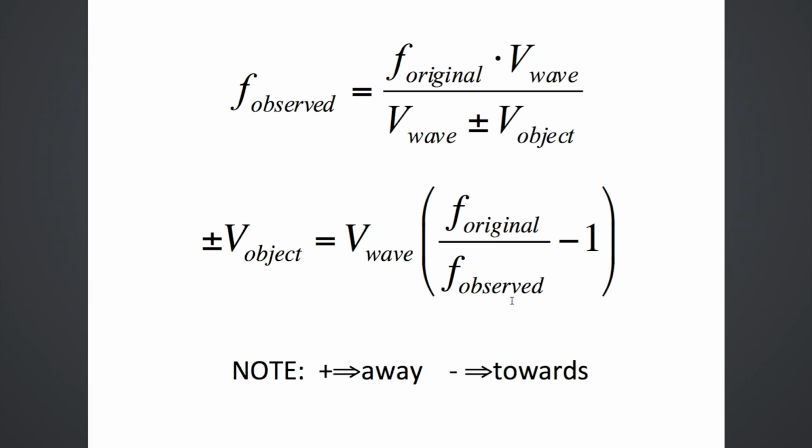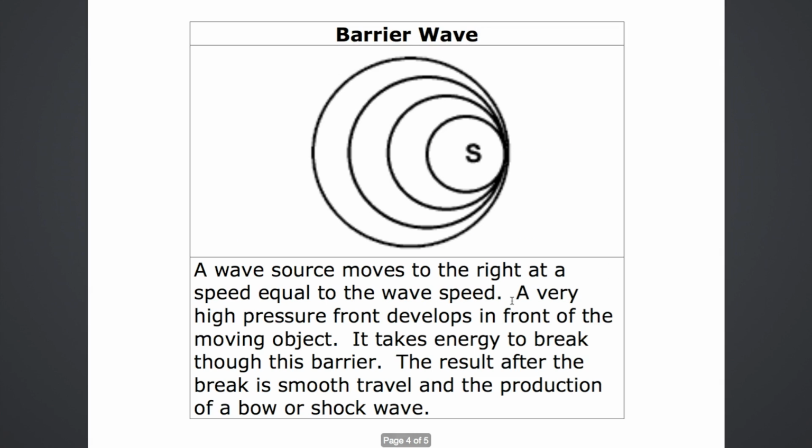Well, what's another case, maybe? If you go at the velocity of the wave, so in our case, let's say we can go at the speed of sound with a jet or something very, very fast, the wave source moves to the right at speed equal to the wave speed. And what happens is that here, all these layered pressure fronts develop, and so it's quite a task. It takes a bit of energy. You need a little boost to get through this barrier. That would be like breaking the sound barrier, for instance. And once you do, it's kind of smooth sailing, smooth traveling after that.